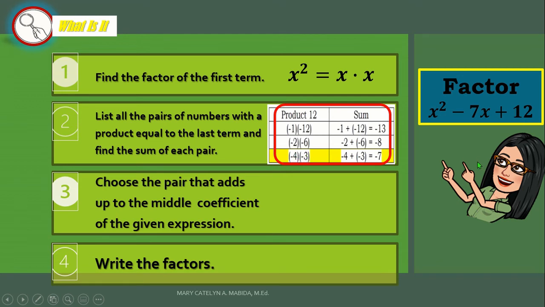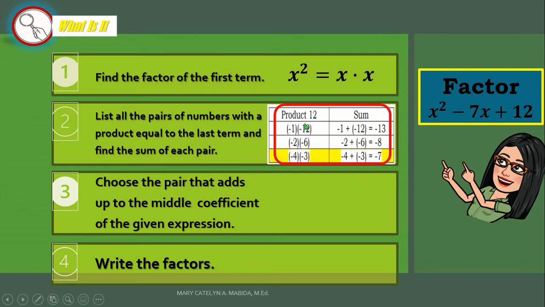Now, question, why did we purposely use negative numbers? And both of them are negative numbers. It's because our middle coefficient is negative and our last term is a positive. So in order to get a positive from negatives, they must be both negatives. Remember, multiplying numbers with like signs will give you a positive. So both negatives will give you a positive, but when you add them, it will be a negative.